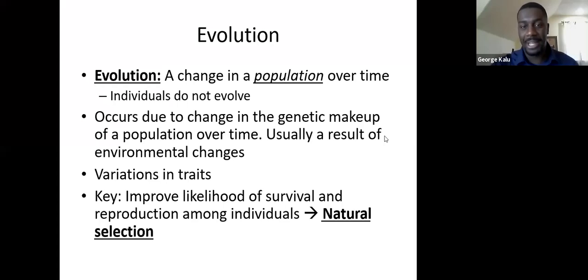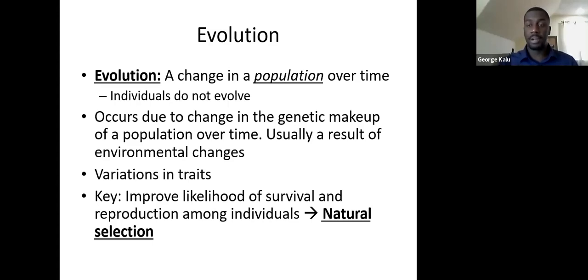All right, so this is basically everything I just mentioned. Just to recap here, evolution happens in a population. Evolution is a change in a population over time. And again, individuals do not evolve over their lifespan, only populations. Now, the thing that leads to evolution is going to be a change in the genetic makeup of that population.